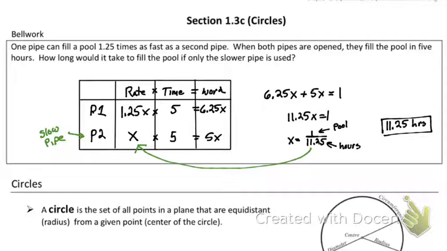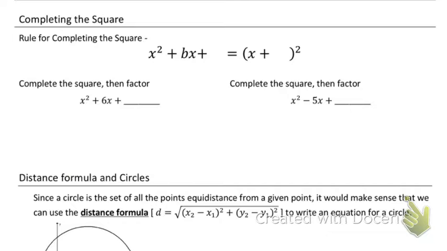And if we multiply that by 1.25, we could have figured out the faster pipe as well. So that is our pipe problem. Let's go on to circles.